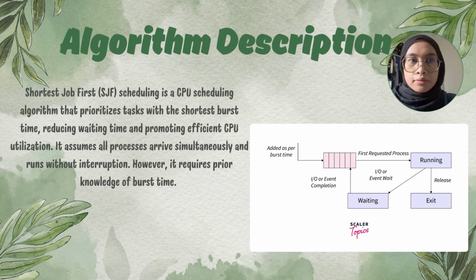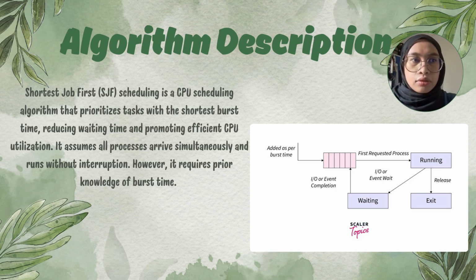For the algorithm description, shortest job first scheduling is a non-preemptive CPU scheduling algorithm where the process with the shortest burst time is selected for execution first. This approach aims to reduce the average waiting time by giving priority to shorter tasks, which can lead to more efficient CPU utilization compared to first come first serve.